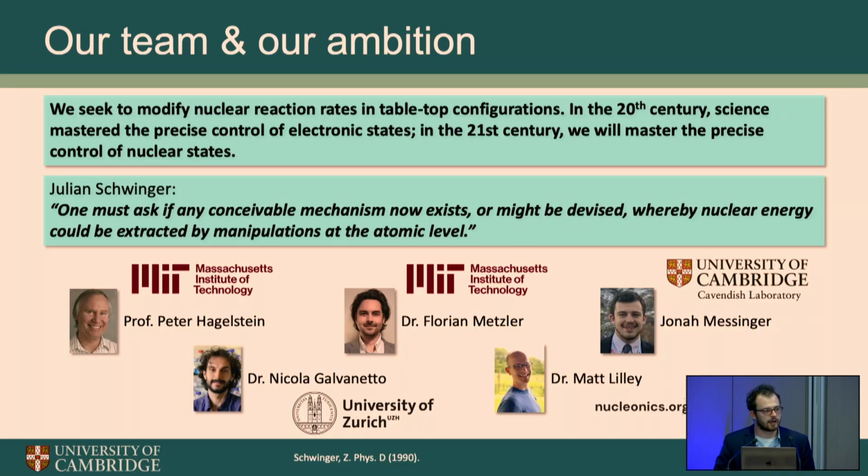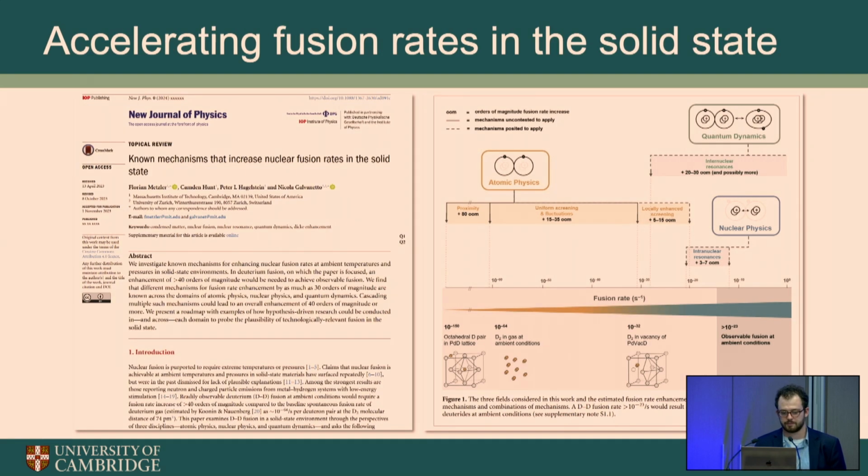So this is our team, and our ambition is to modify nuclear reaction rates using tabletop configurations. Our vision for the future is that in the 20th century, science learned to master electronic states and can precisely control electronic states. And in the 21st century, we'd like to do that for nuclei, to precisely control nuclear states. We're inspired by Julian Schwinger, who said, one must ask if any conceivable mechanism now exists or might be devised whereby nuclear energy could be extracted by manipulations at the atomic level, in 1990.